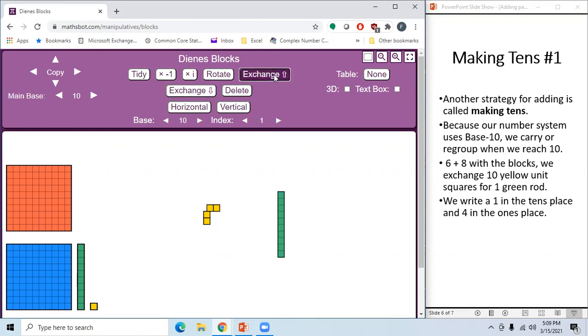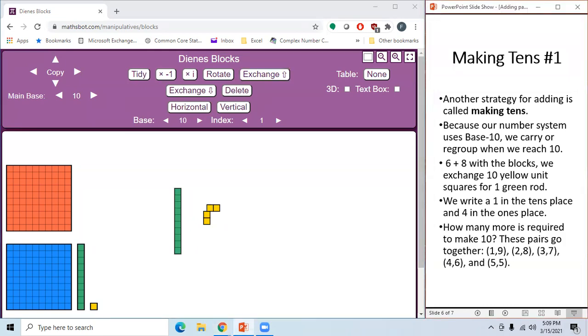And now I can exchange it for a 10. I'll put it over on the left since we normally have the tens place over to the left and the ones place to the right. Now we have 1 ten and 4 ones. How many more is required to make 10? Well, these pairs go together. In our case, we had 8, so we needed to take 2 away from the 6 in order to make a 10. 1 and 9 make 10, 3 and 7 make 10, 4 and 6 make 10, and 5 and 5 make 10.